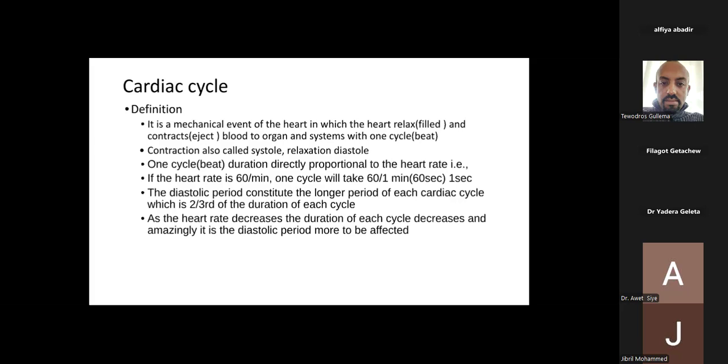This one is a mechanical event, and it tries to perfuse the end organs. All right.